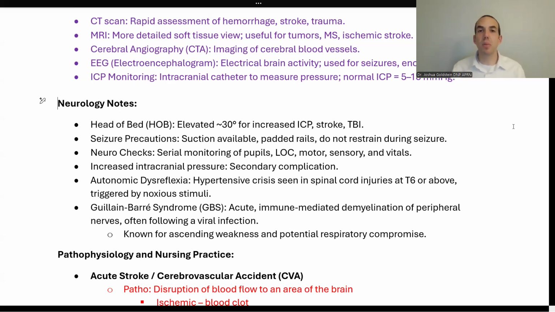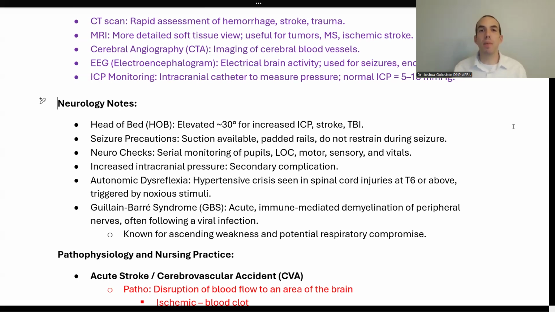Finally, increased intracranial pressure. That's a secondary complication. No one walks into the hospital and is diagnosed with high ICP. That's something that comes from a stroke, from encephalopathy, from any one of a bunch of different pathologies, both medical and trauma, that can cause that high ICP. But generally speaking, it's a secondary complication. It's never a primary diagnosis.